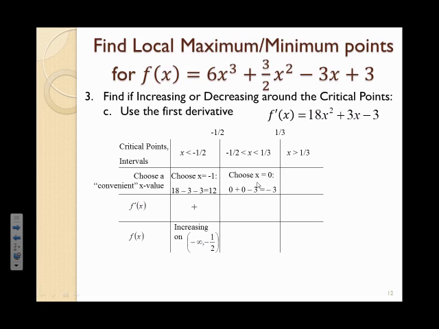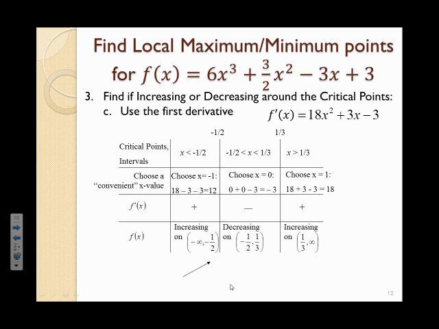Do the same thing for between the points. Choose an x that's easy, so choose 0. This becomes 18 times 0 plus 3 times 0 minus 3. It's minus 3. So that's negative. It must be decreasing. And then if we work with another easy value when x is 1, again choosing a value that's greater than 1/3, we're going to get 18 times 1 plus 3 times 1 minus 3. And that equals 18. The value of 18 is positive, so it must be increasing on the range of x from greater than 1/3 through infinity.